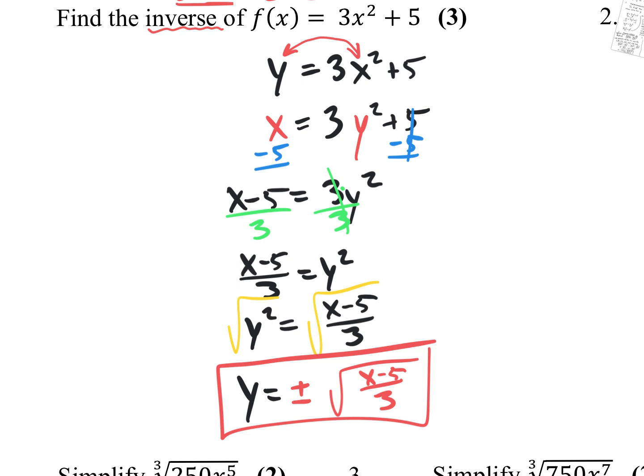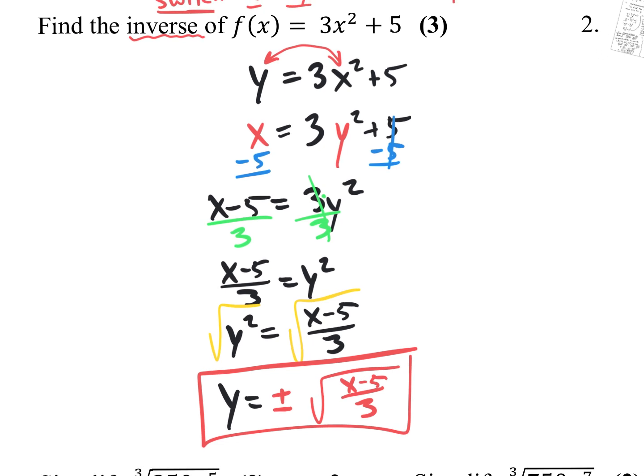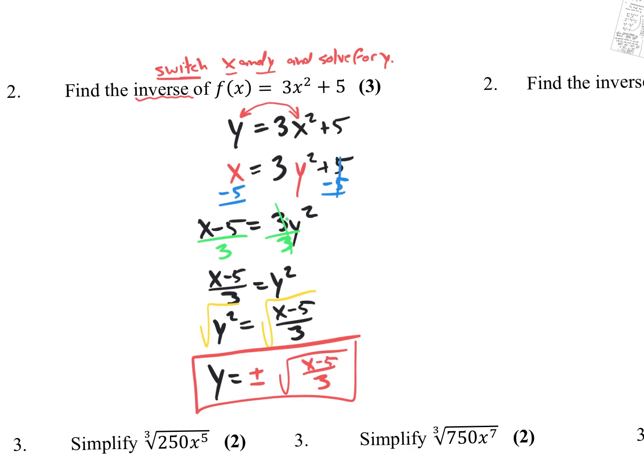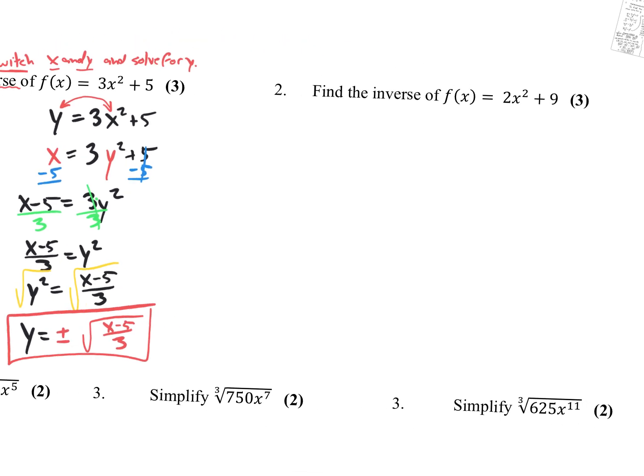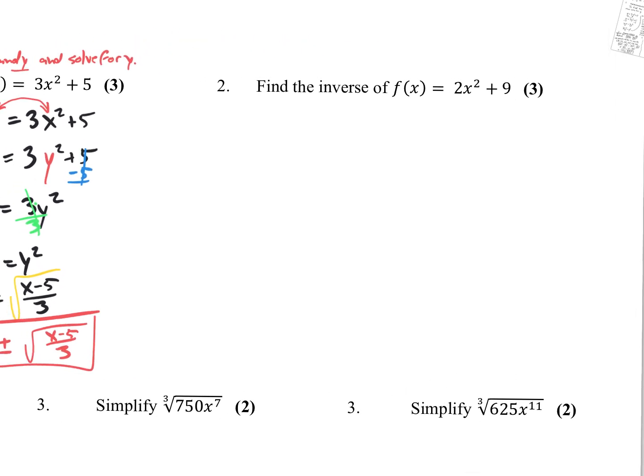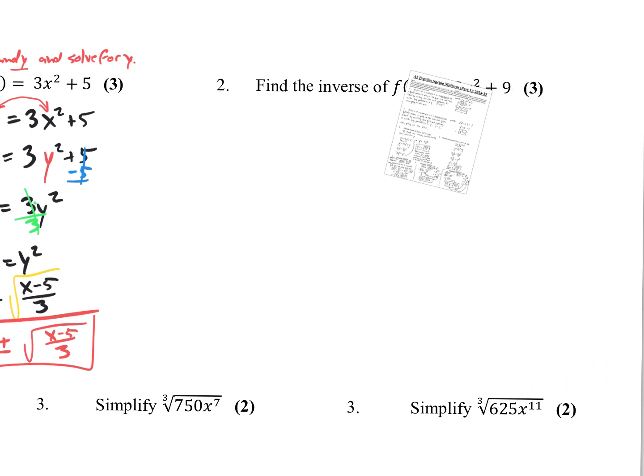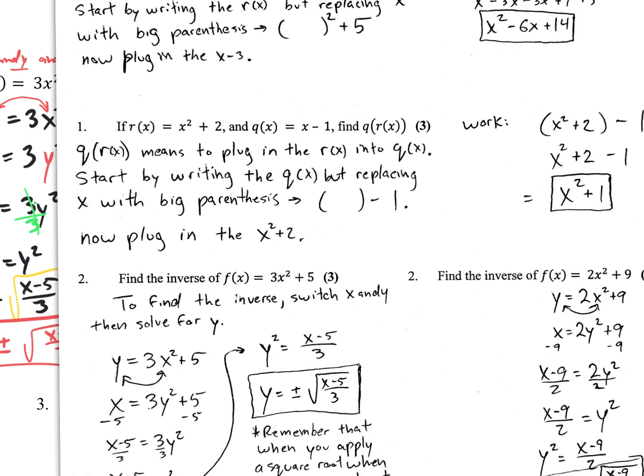Does that make sense? Any questions on that? No? Okay, so once again, if you understood that you switch x and y and solve for y, then you should be able to do this next one. It's the same exact process. And on Google Classroom, you should be able to check your answer.